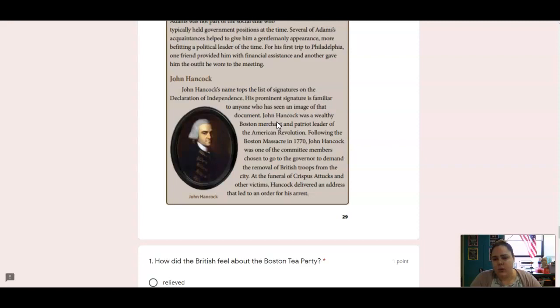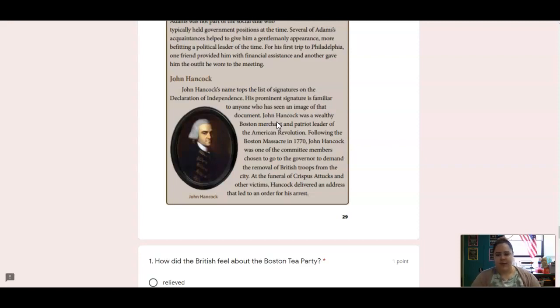John Hancock was a wealthy Boston merchant and a patriot leader of the American Revolution. Following the Boston Massacre in 1770, John Hancock was one of the committee members chosen to go to the governor and demand the removal of British troops from the city. At the funeral of Crispus Attucks and other victims, Hancock delivered an address that led to an order for his arrest.